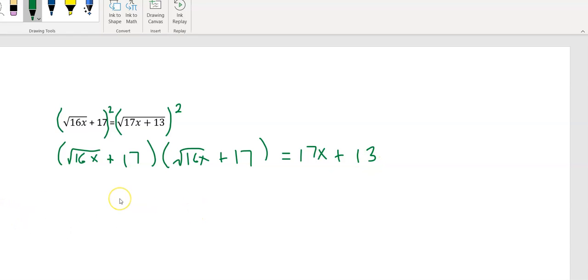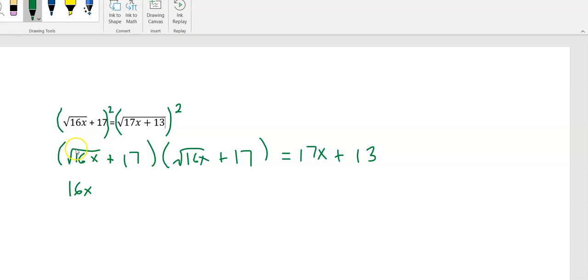Okay, so over here though, let's FOIL this out. We've got the square root of 16x times the square root of 16x. Well, since that's really the square root of 16x squared, we can think of the squares as, since we're multiplying each other, they're going to cancel each other out. We're going to get 16x.